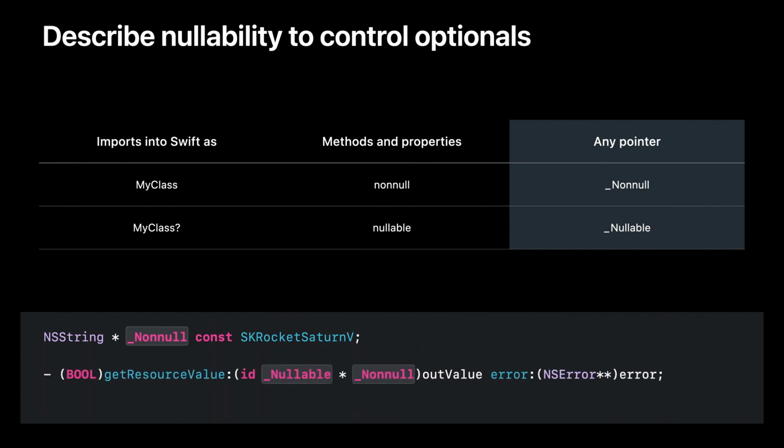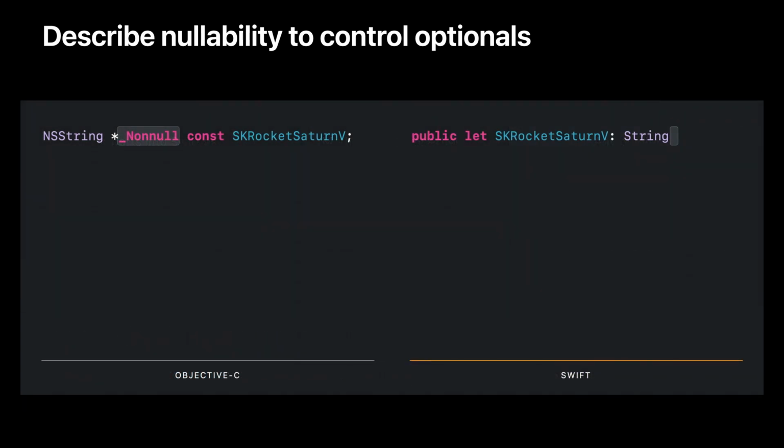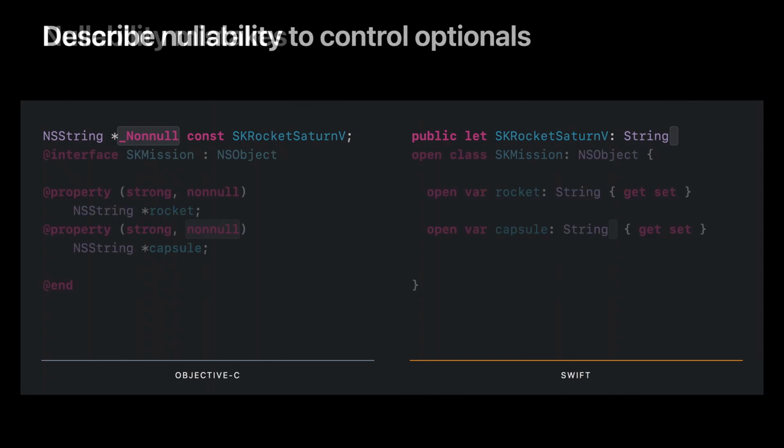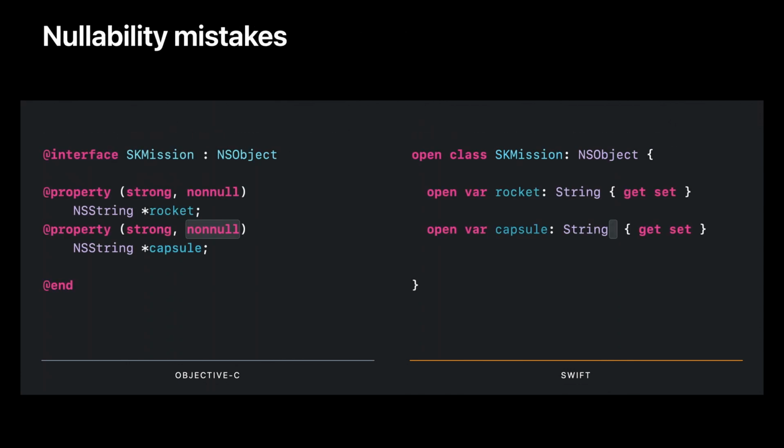You'll also need these for pointer-to-pointer types. In that case, you'll specify one keyword for each level of the pointer. So you can say, for instance, that the inner pointer can be nil, but the outer one can't be. And Swift will nest the optional and unsafe mutable pointer types correctly. So, going back to our global, we apply the underscore qualifier, and it becomes non-optional in Swift, just like we wanted. Now, when you're doing this, you need to be careful that your annotations are correct.